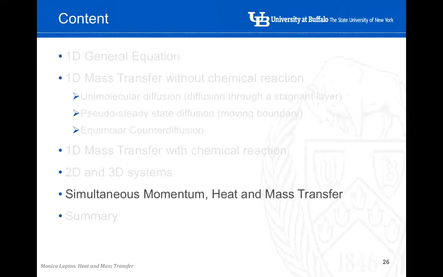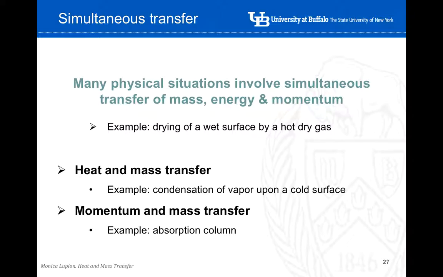Okay, let's move to the study of the simultaneous momentum, heat, and mass transfer. There are different examples. Many physical situations involve the simultaneous transfer of mass, energy, and momentum. An example is, for instance, when you paint a surface and it is drying, so there is volatilization of the solvent, and at the same time, if you're using some kind of forced convection, some fan or some heating system to accelerate the drying process, there will be also energy and momentum transfer.